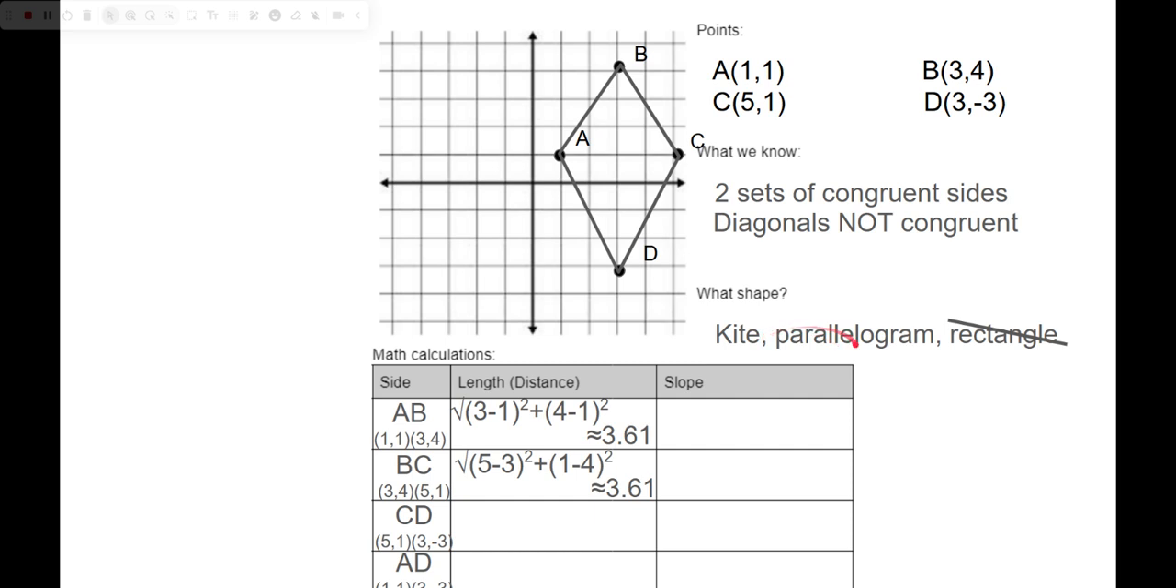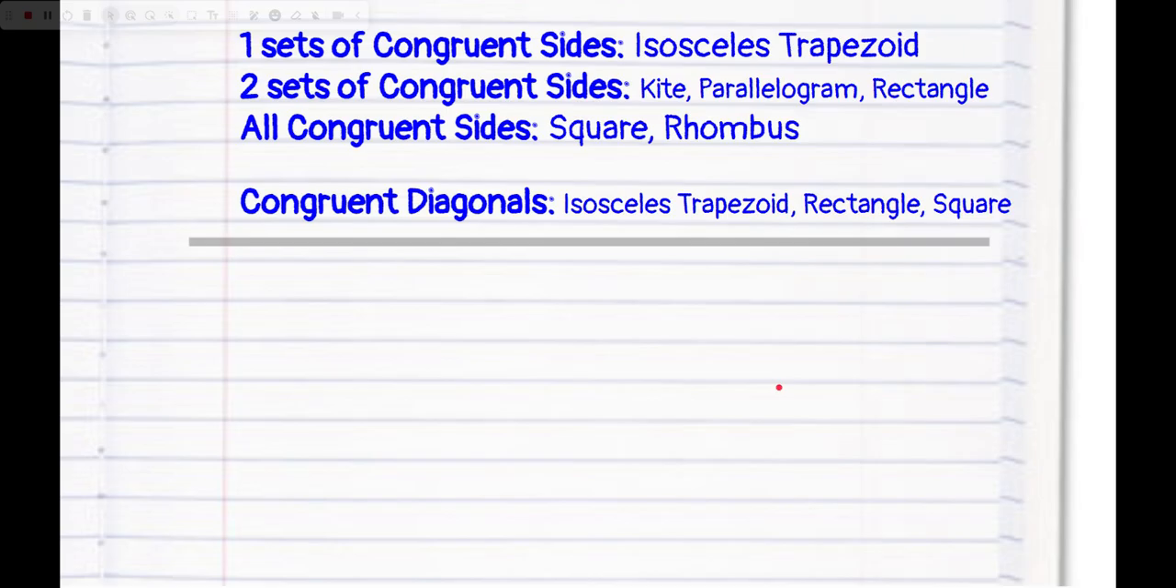These shapes, the diagonals are also not congruent. So now to prove that it's one of these 2, we need to look at the slopes of the sides. So how do you find slope? It's either rise over run if you have a graph, but let's use y2 minus y1 over x2 minus x1 so that you don't accidentally forget the negative and the positive signs.